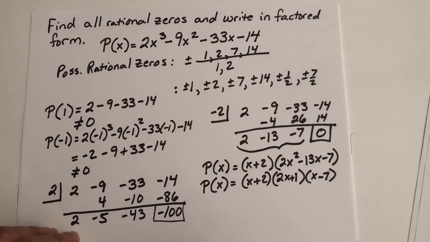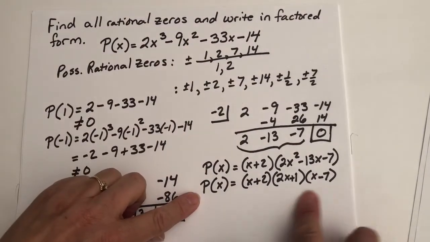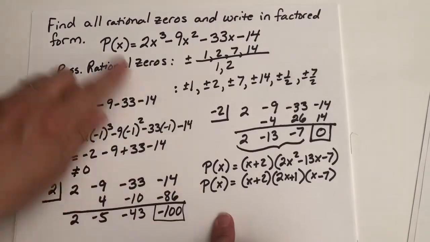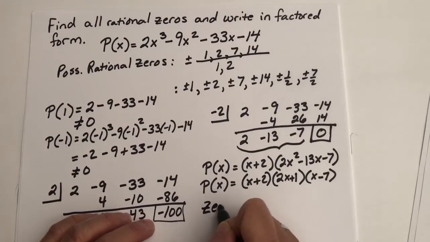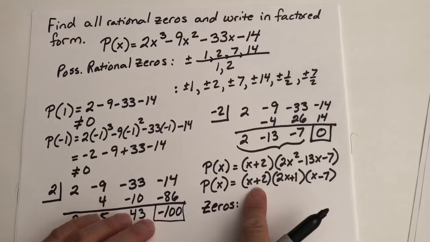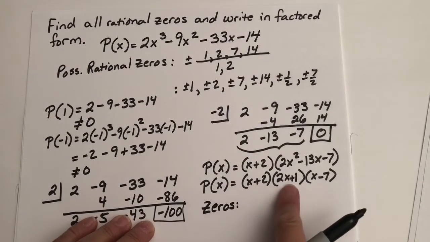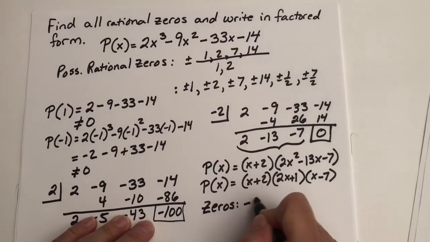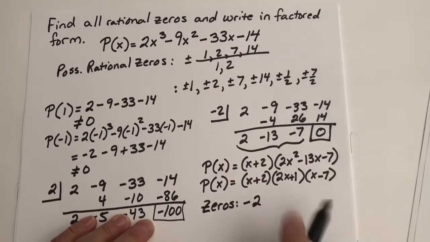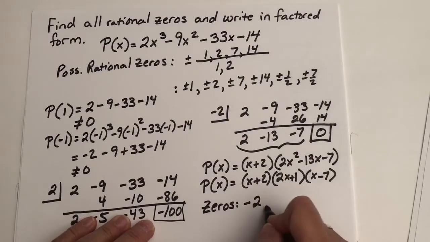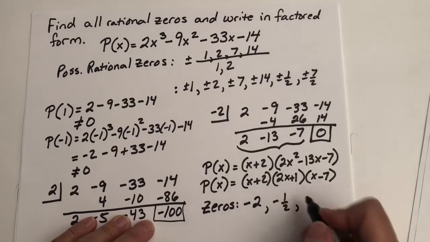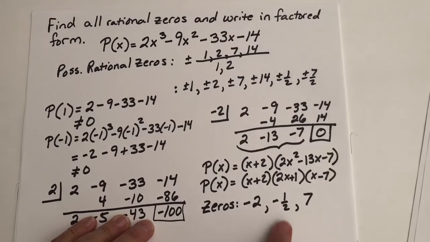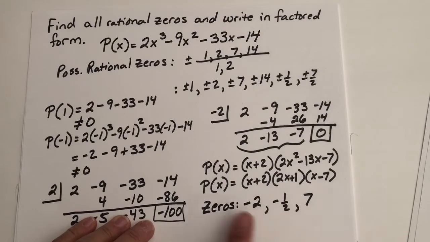The question said to write in factored form. We have that done, but we haven't stated the zeros. It specifically asked us to list those. Remember, zeros are the numbers that would make any of these factors 0. So we'd have -2, which we had just found. The number that makes this factor 0 is -1/2. And the number that makes this factor 0 is 7. And notice the -1/2 and the 7 were also on this list.